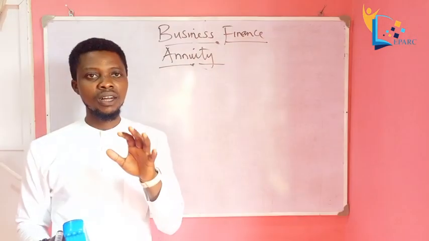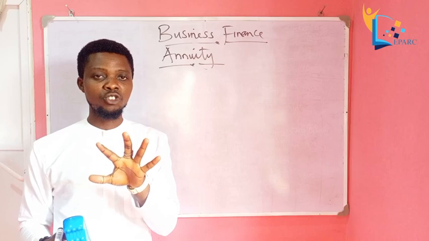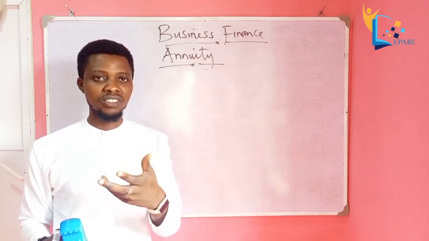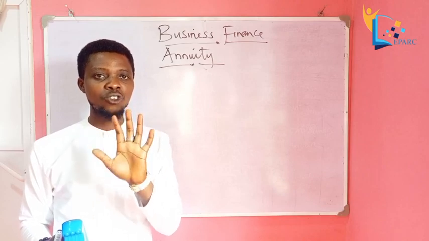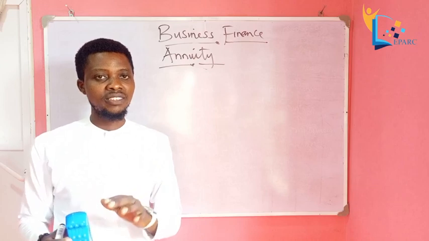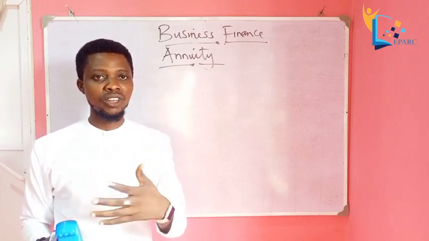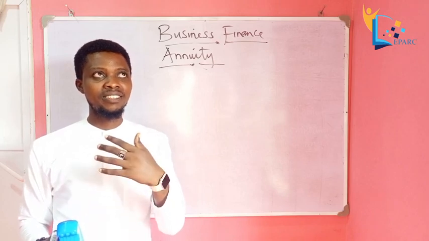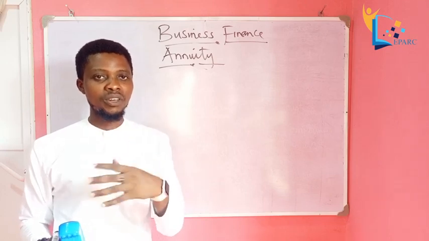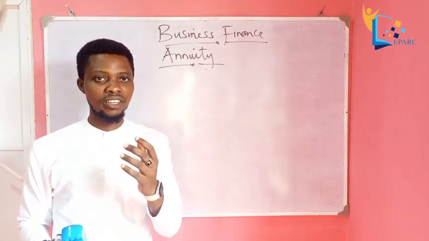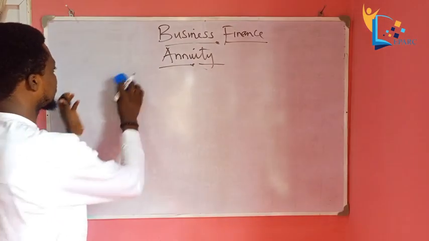Now, there are situations where the interest on an annuity is compounded more than once in a year, and situations where you have that interest just once in a year. For instance, monthly payments attract monthly interest. Monthly is 12 times in a year. Then when it is annually, it's once in a year.